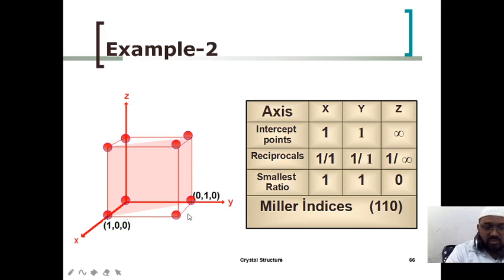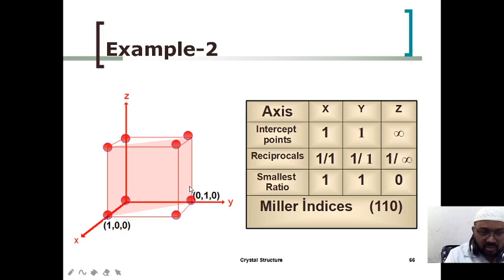Now example 2. 1 0 0 is over. Now I am talking about this particular plane, this face. Example number 2, this is the plane. You can just make a note of it. I will wait for some time. So if I am talking about this plane, see, this plane.